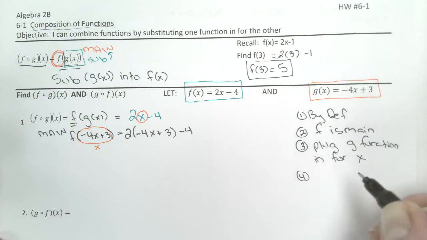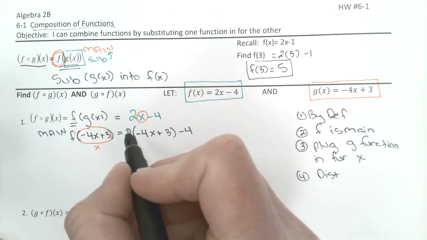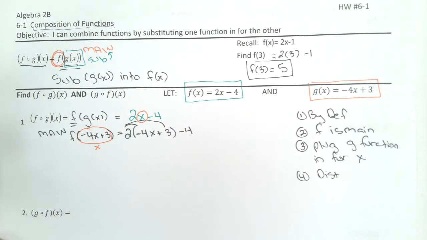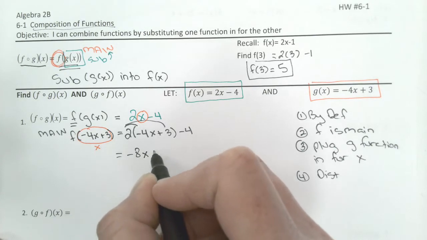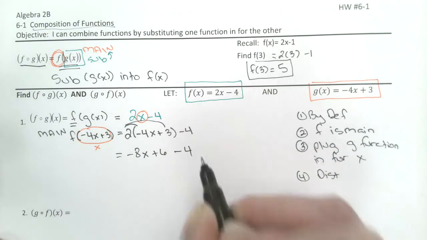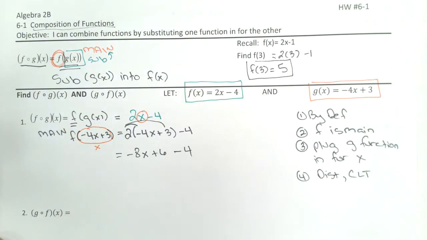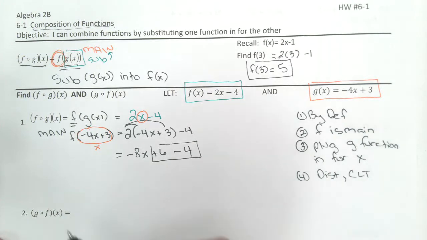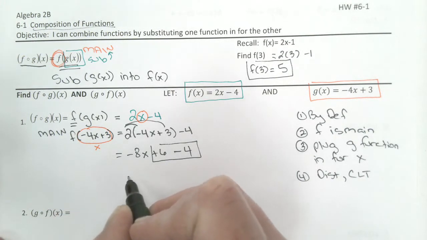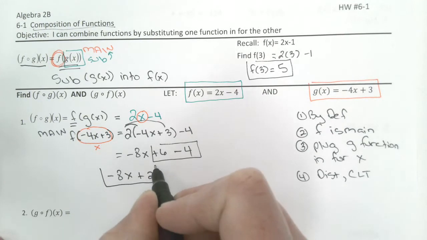Now what I'm about to do is I'm going to distribute. So I'm going to distribute the 2 into my parentheses equals negative 8x plus 6, and then bring down your minus 4. And then CLT stands for combine like terms. So I do have these two just regular old numbers. And so I'm going to combine them, and I get negative 8x plus 2.